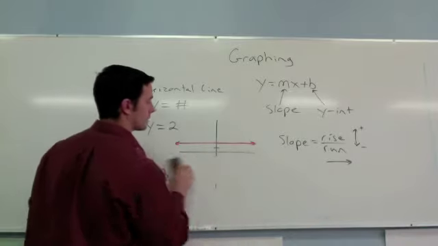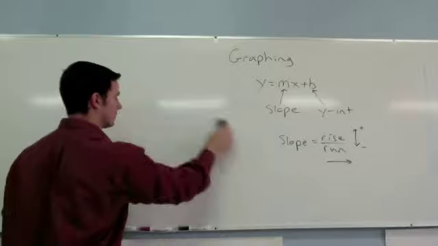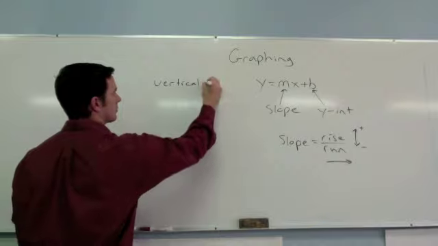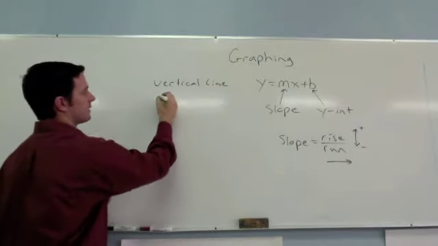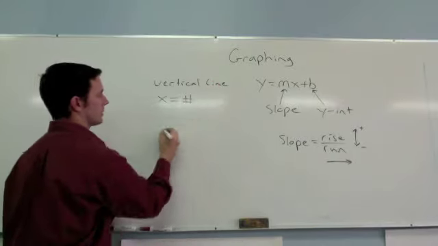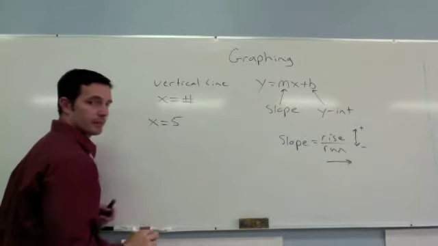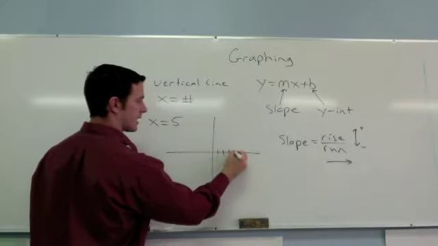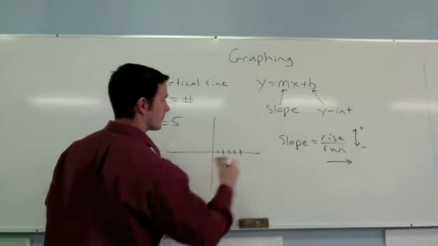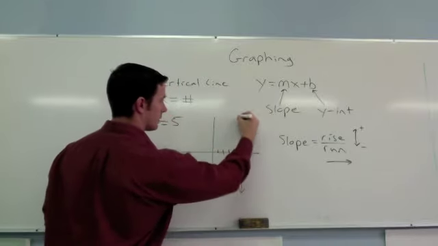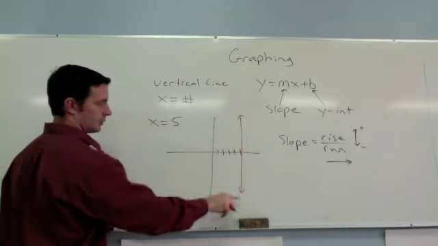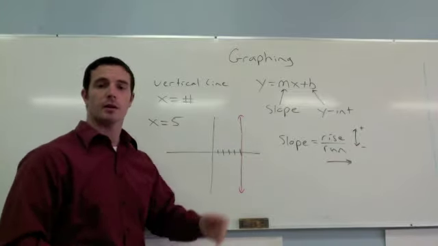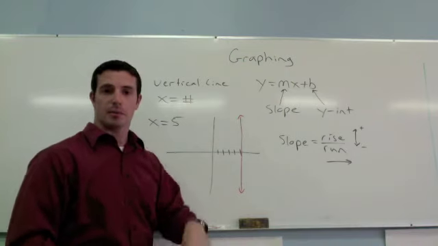Now, for vertical lines, a vertical line is given as x equals a number, such as x = 5. For x = 5, you would simply come to 5 on the x-axis and draw a vertical line. This is the line x = 5. So you just need to remember, x equals a number, vertical line. y equals a number, horizontal.